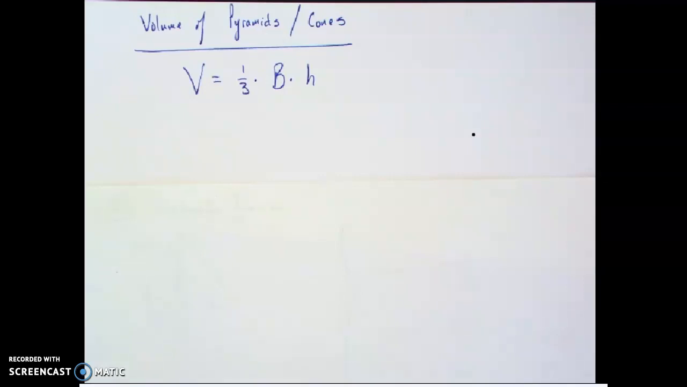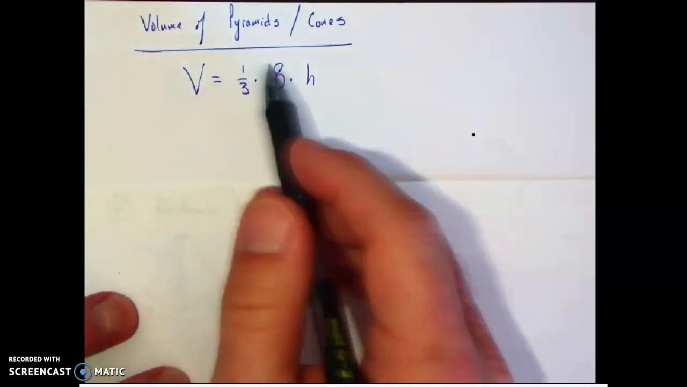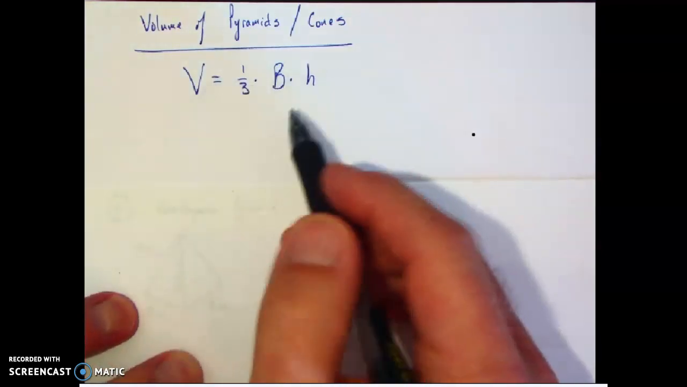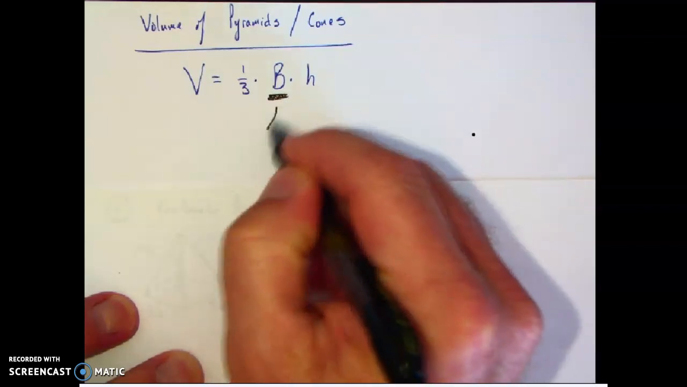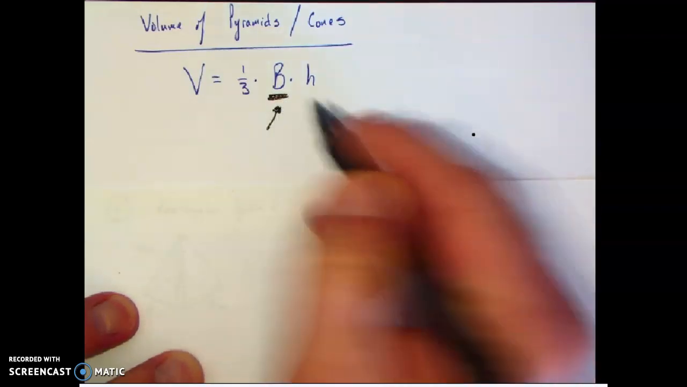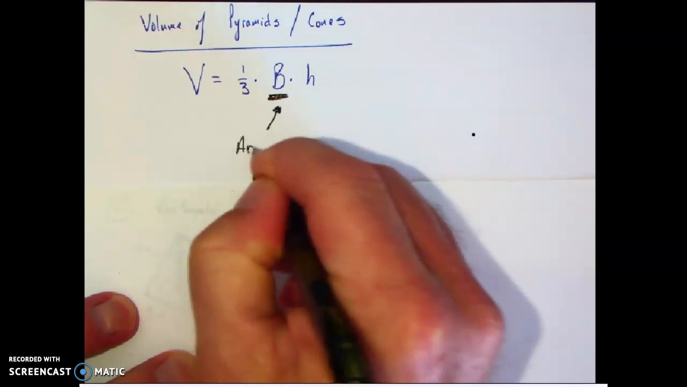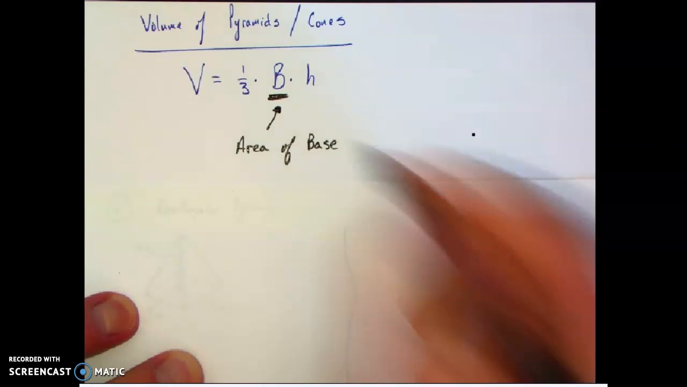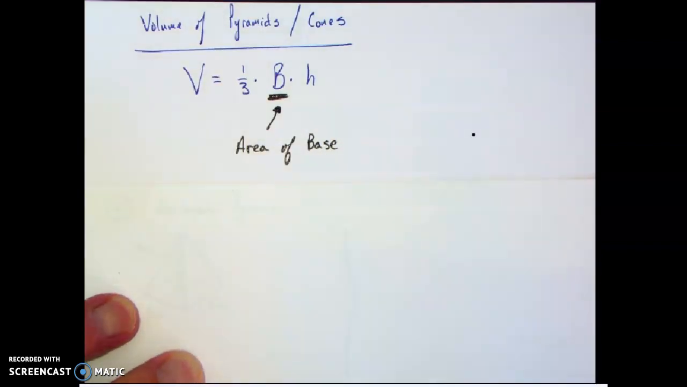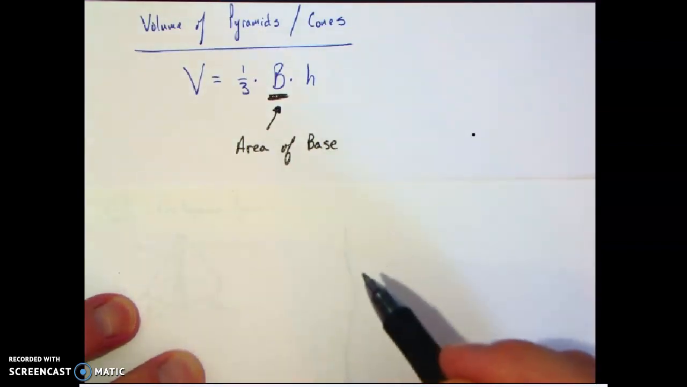So next we're looking at the volume of pyramids and cones. Now for prisms and cylinders, remember we had the area of the base times the height. Same idea here, only when we're talking about pyramids and cones, that base is going to be a lot easier to identify because we know that pyramids and cones go to a point.